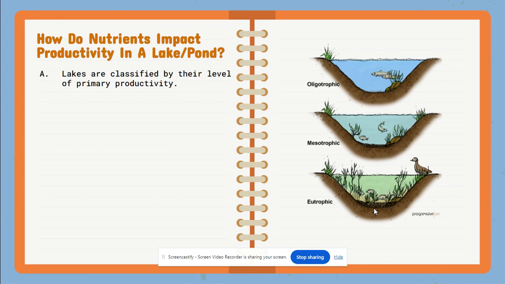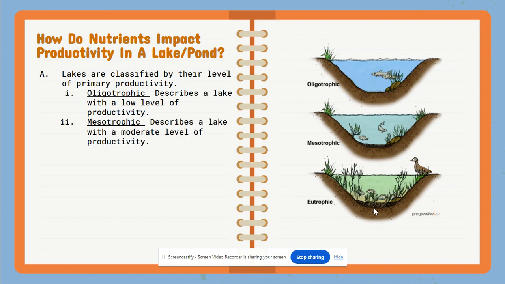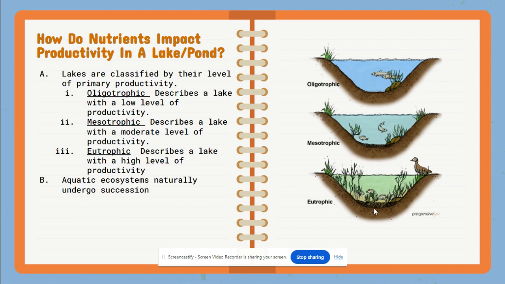So lakes can be classified based on their levels of primary productivity. An oligotrophic lake is one that has very low productivity, as you can see from the picture. Not very much vegetation, not quite as many fish or wildlife. Versus mesotrophic, which is more like a moderate level. Think of mesotrophic as middle, a moderate level of productivity. We see a bit more plant life, a bit more wildlife, while a eutrophic lake would have the highest level of productivity, the most vegetation, the most wildlife.